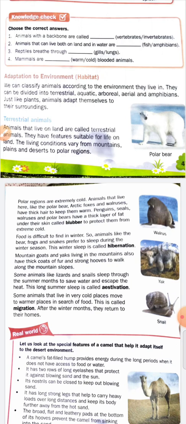So I hope you understand. Okay student, in the next lecture we will discuss terrestrial animals again. So what do you mean by terrestrial animals? Animals that live on land are called terrestrial animals, and the thick layer of fat found under the skin in walrus and polar bear is called blubber.